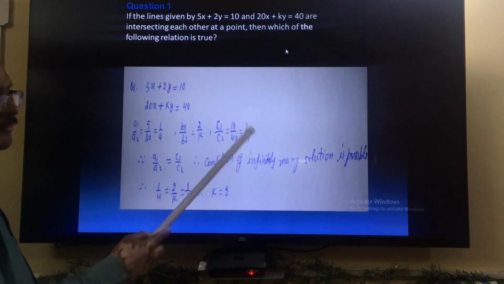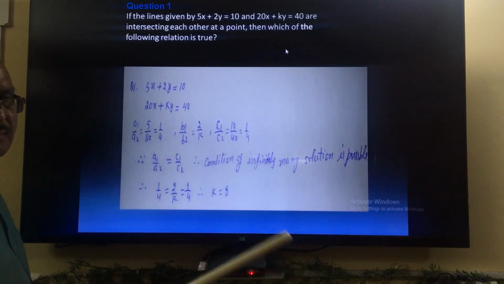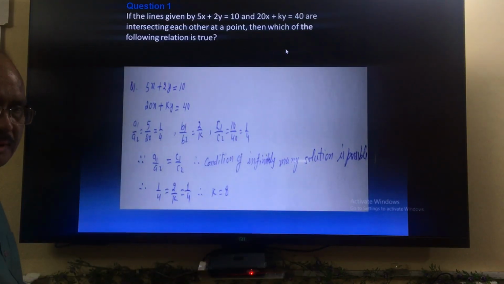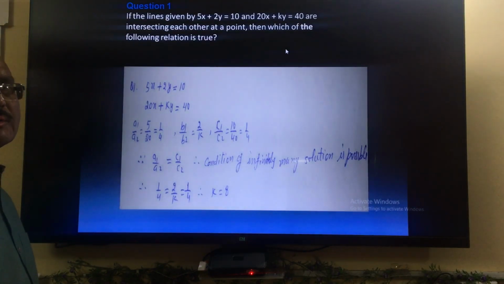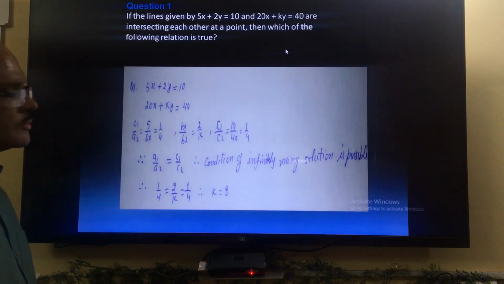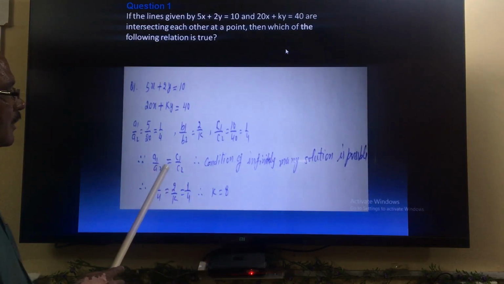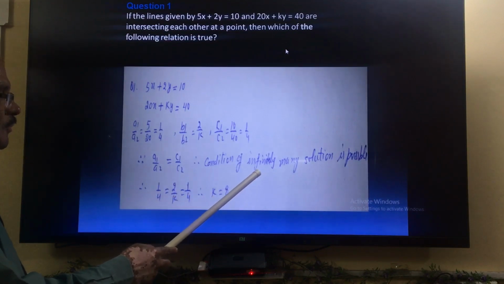It means, as we know, three conditions are there. For unique solution, a1 upon a2 is not equal to b1 upon b2. And for infinite solution, a1 upon a2 is equal to b1 upon b2 is equal to c1 upon c2. And for no solution, a1 upon a2 is equal to b1 upon b2 but not equal to c1 upon c2. So in this case, only the infinitely many solution condition is possible.